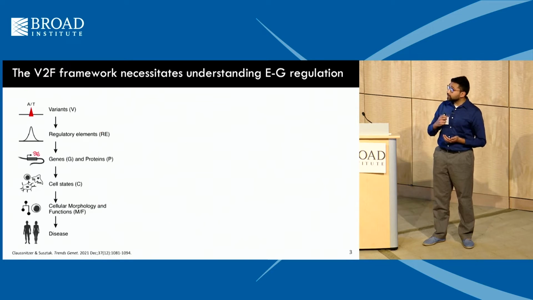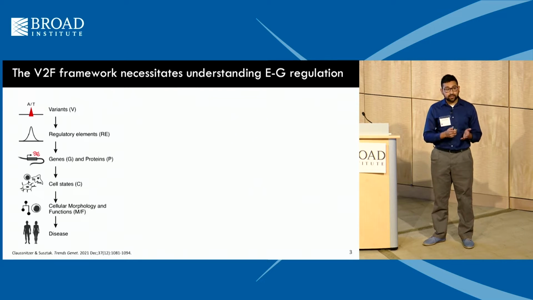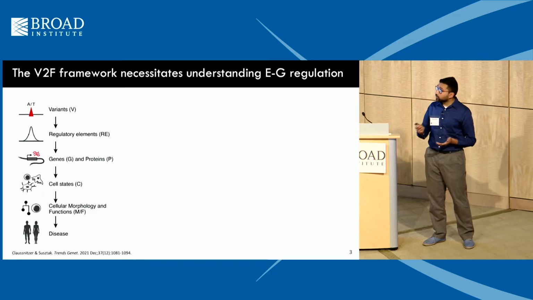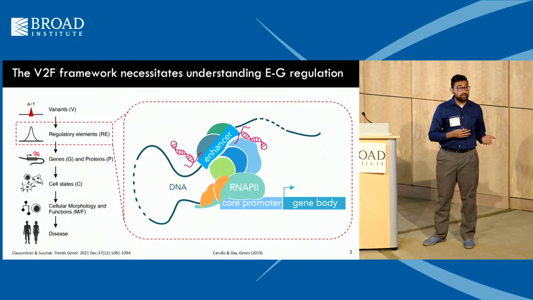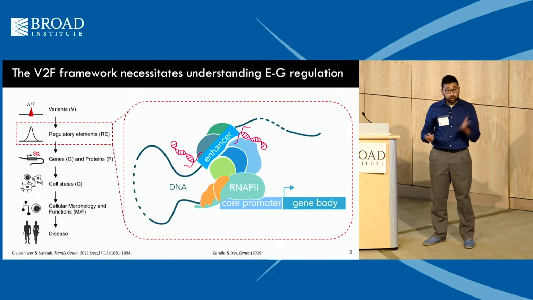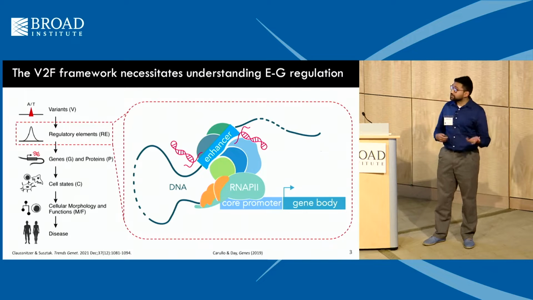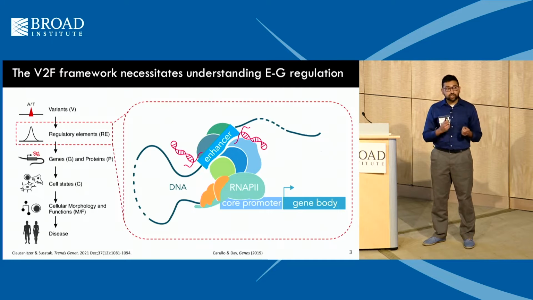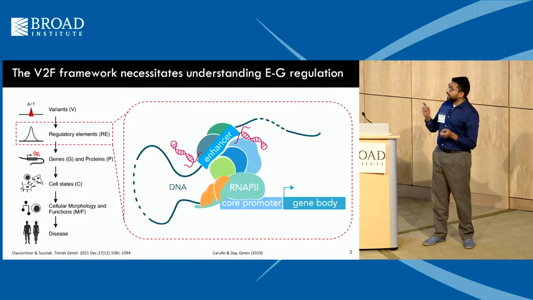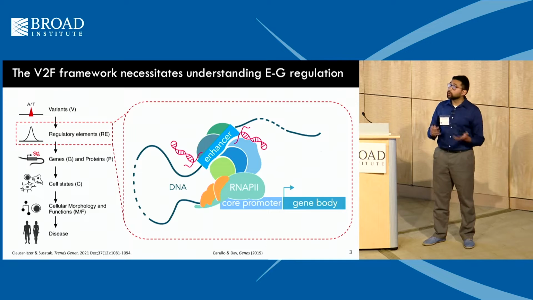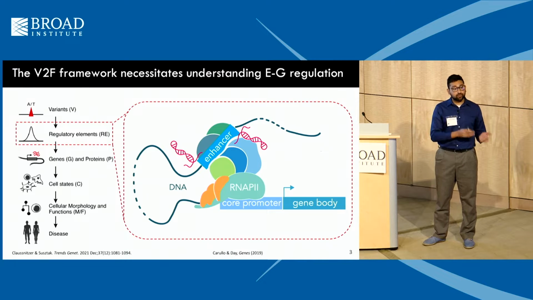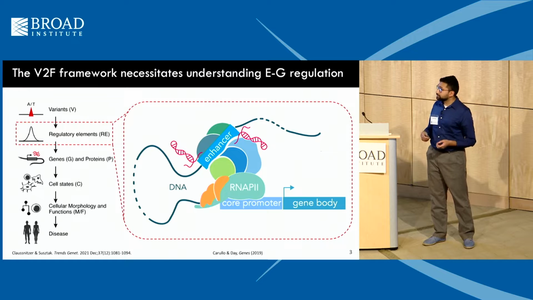When we think about a V2F, or variant to function, framework, and we want to connect these variants to the function that they have, it's important for us to connect them to the regulatory elements that they impact. Enhancers are one of the primary units of mammalian gene regulation, and they can be proximal to or distal from the genes that they impact. Beginning to stitch together how variants impact enhancers and their ability to activate gene expression is an important step in using the V2F framework to connect variants to function.